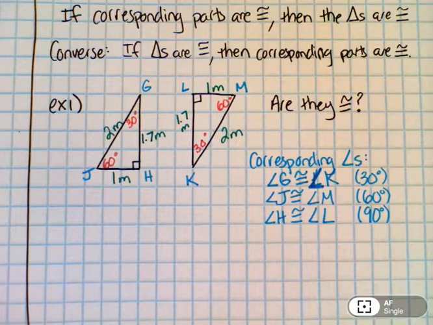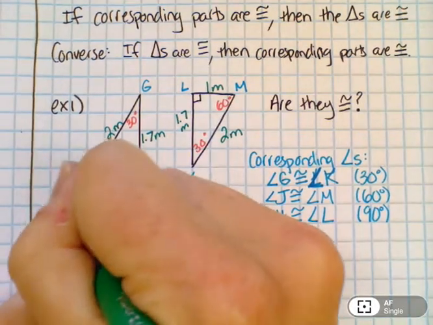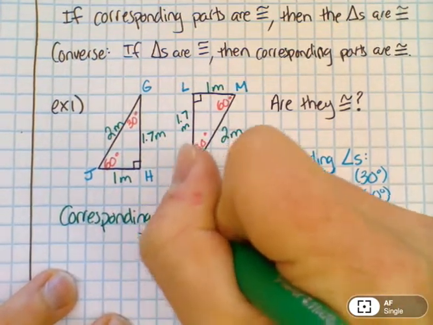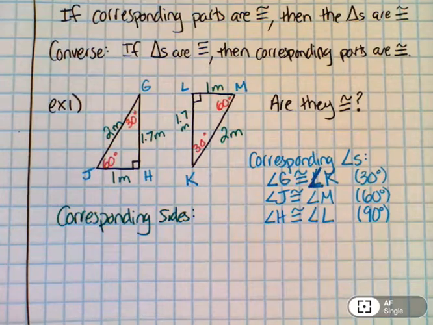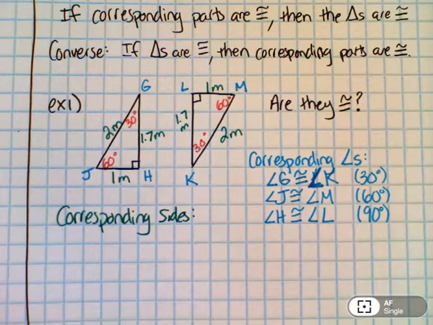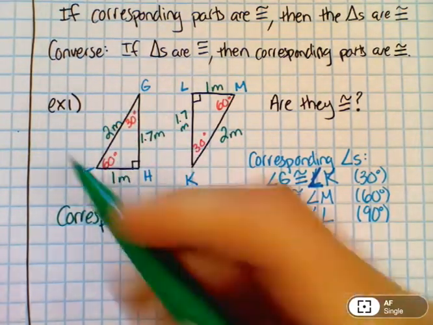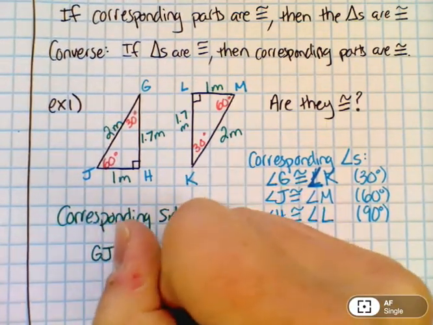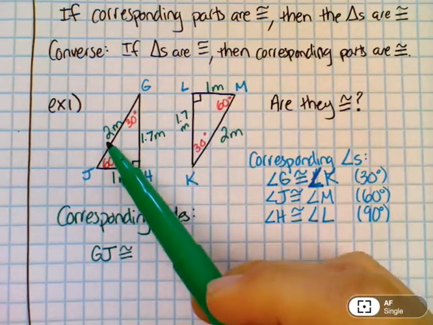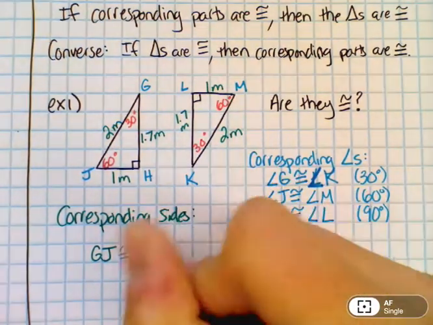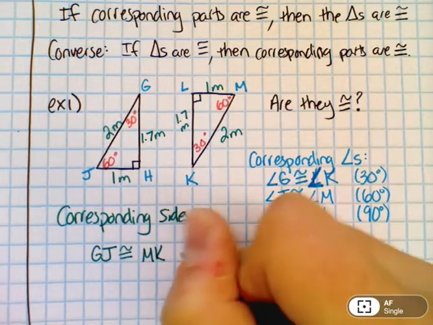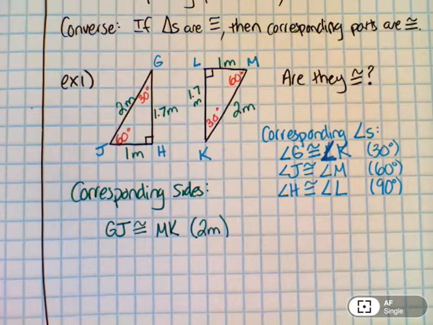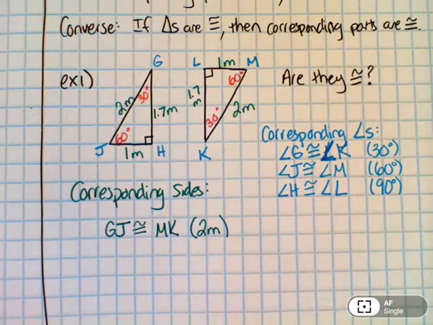And then, of course, we also have corresponding sides. And we're going to show that the corresponding sides are congruent as well. So why don't we start with the hypotenuse of this triangle? We have GJ is congruent to, so GJ is 2 meters. Its corresponding side is over here, MK, and those both equal 2 meters, so they're congruent. Please find the other 2 sets and then check up here when you're done.